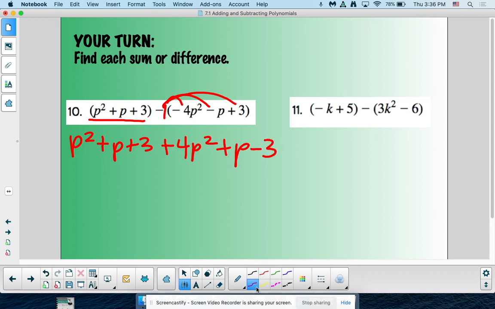All right, now from here we can add our like terms. P squared plus 4p squared gives us 5p squared. 1p plus another one gives me 2p. And then let's look here. Colored blue. 3 minus 3. Well, that just cancels out, so we're done.